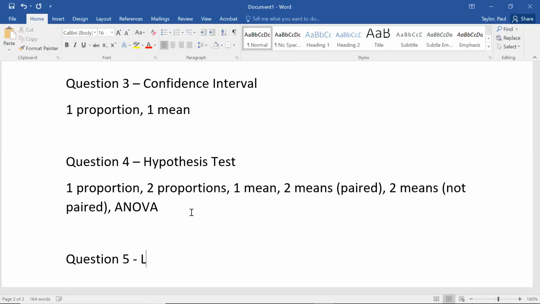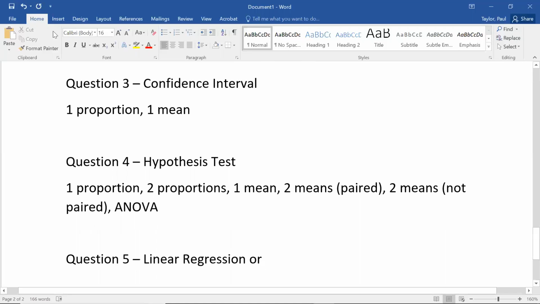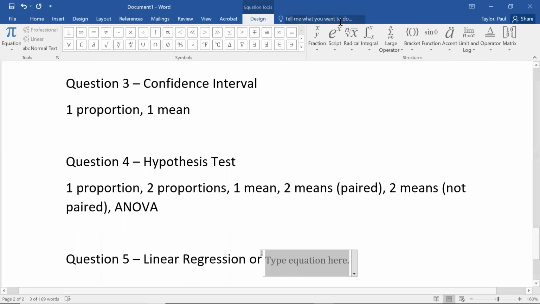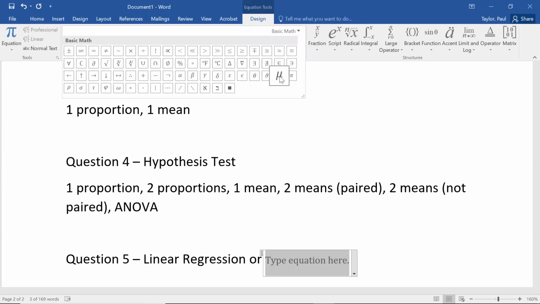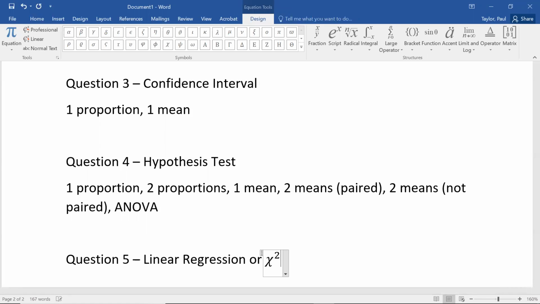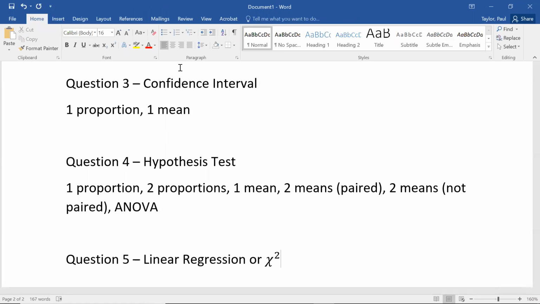And then question number 5 is going to be the linear regression question, or I put the chi-squared test in question number 5. So where's my Greek letter chi? Technically, I guess the chi-squared test is a hypothesis test, so it could have gone in question number 4. But I decided to throw it in the pool of possible questions for question number 5.